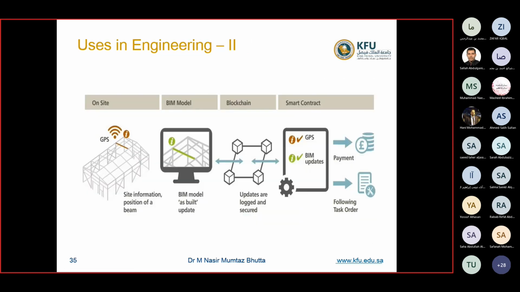Another example I would like to give here, for the civil engineer people, especially the site information, position of a beam through the GPS, that information on site can be recorded. Then the BIM model is there as built update, and then all these updates are recorded and logged, and they are secure. No one can change those information, and the smart contracts enforce all these rules, and your GPS information, your BIM updates are recorded, and payments and following the task order can be recorded with the blockchain.